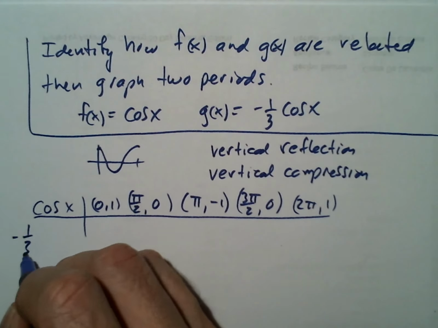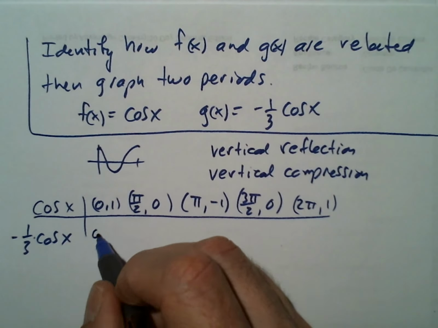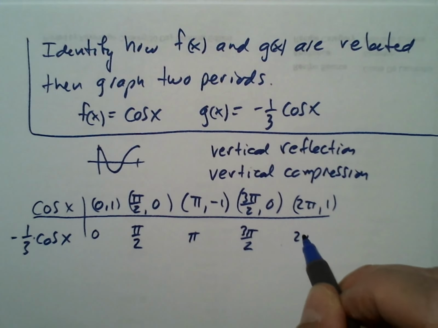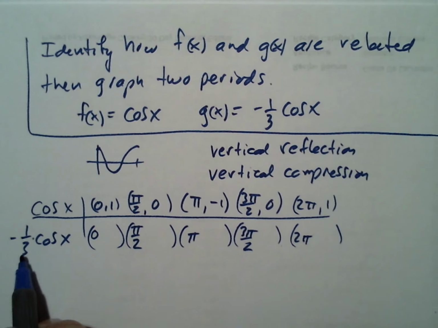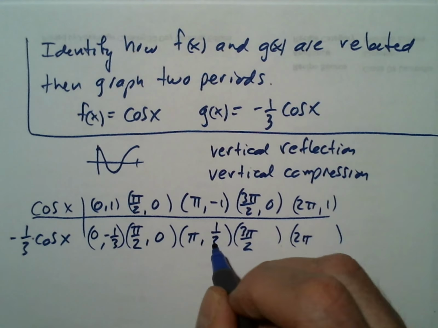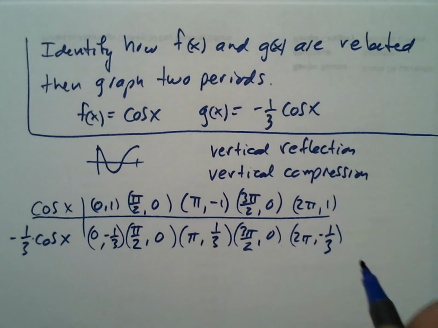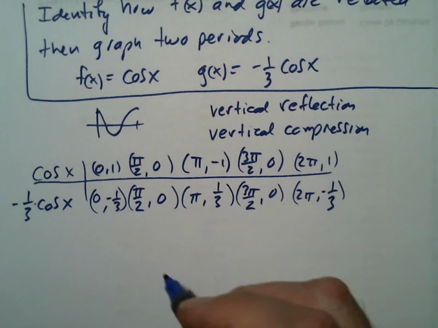So if we have -1/3 cosine, we know that's an outside change. We're not going to do the inverse. We are going to multiply all the y values by -1/3. I don't change the x values. We multiply the y values by -1/3. So now we have the points for cosine and for the transformation g.